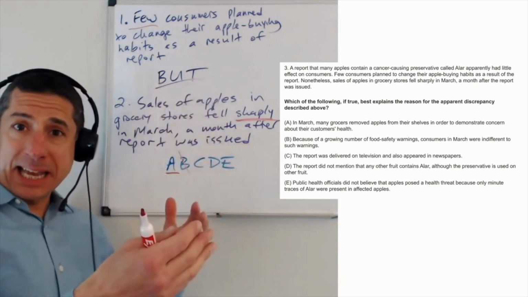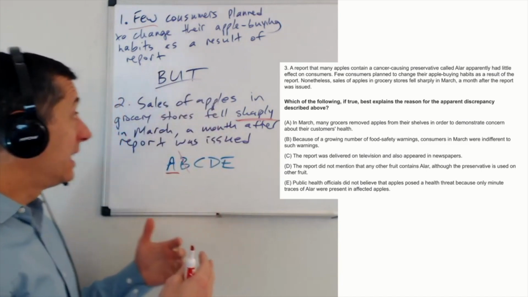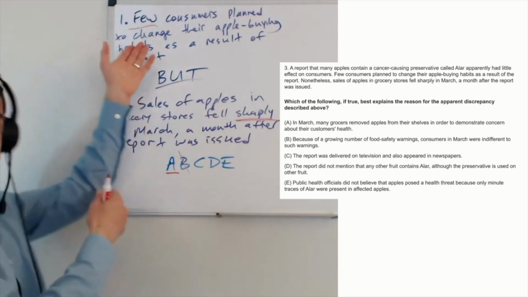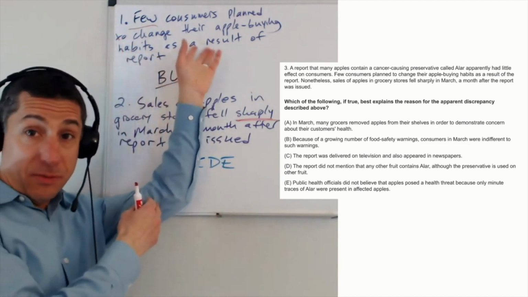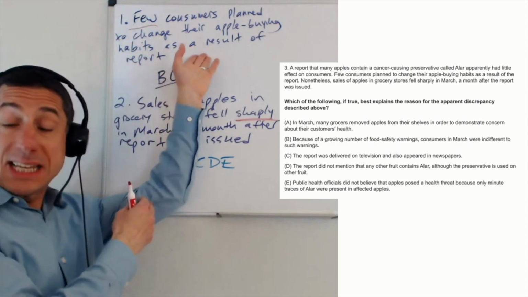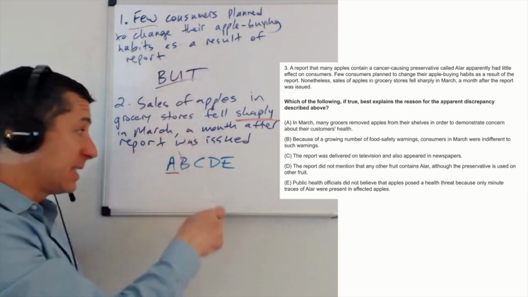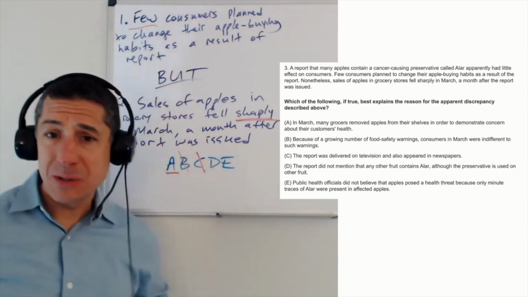I guess the implication was that the news was widespread, but that doesn't really help us understand why very, very few consumers said that they would change their behavior, but tons of them did. C is out. What about D?